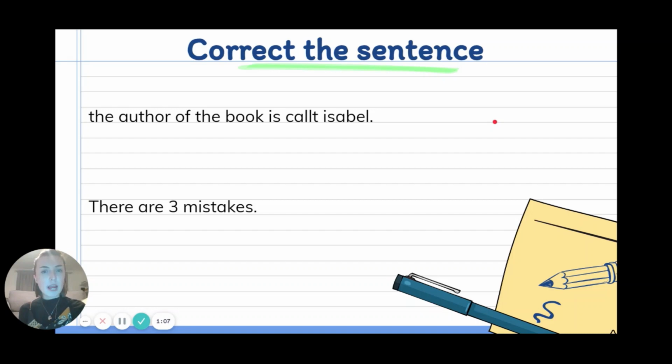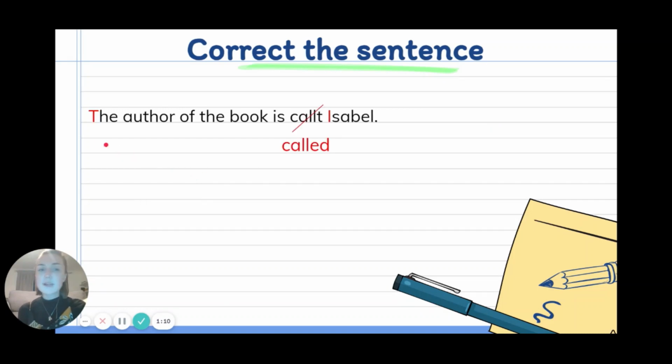Okay, did you manage to find all 3? Let's have a look. The first mistake is that I did not start my sentence with a capital letter. So hopefully you spotted that straight away and fixed it. My next mistake is that when I turned call into the past tense of called, I added a t. But we know that we have to add ed to make things past tense, called. And my last mistake was that the name Isabel did not have a capital letter, so I have fixed that there. Remember, a name is a noun and it's a proper noun and it needs a capital letter.